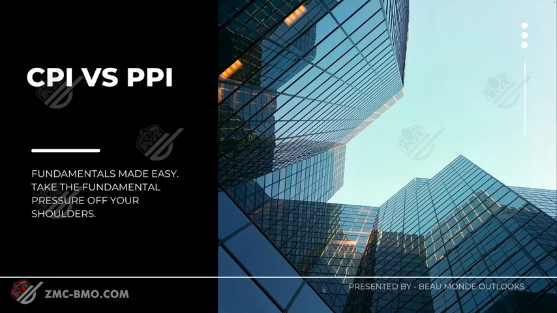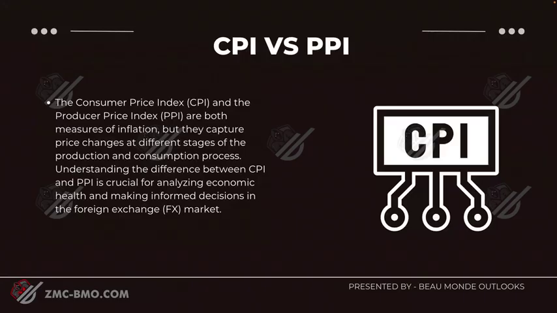And today we are discussing CPI versus PPI. So CPI versus PPI, what are they? Let's have a chat. Now, Consumer Price Index is what CPI stands for, and the Producer Price Index is what PPI stands for. And they're both measures of inflation, but they capture prices changing at different stages of production and consumption. Understanding the difference between CPI and PPI is crucial for analyzing economic health and making informed decisions.